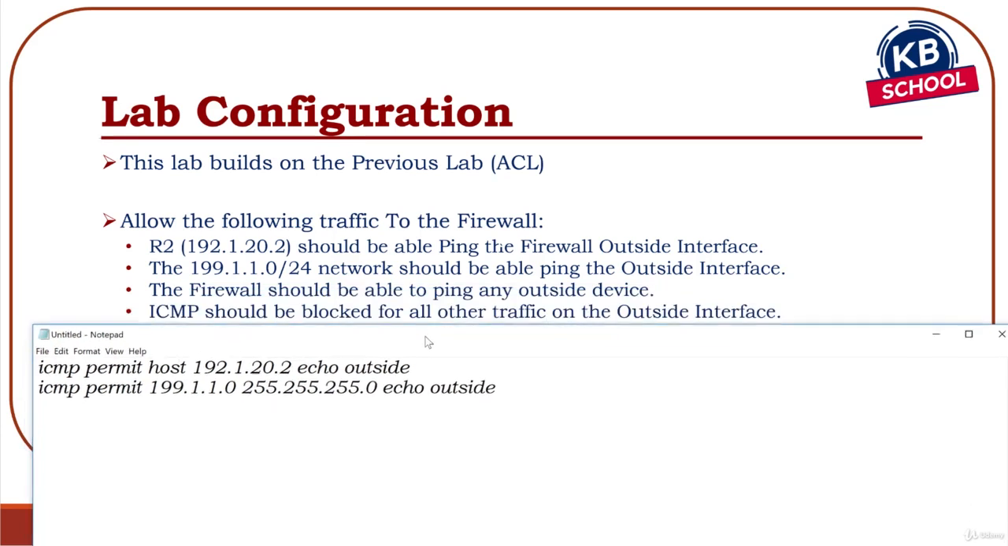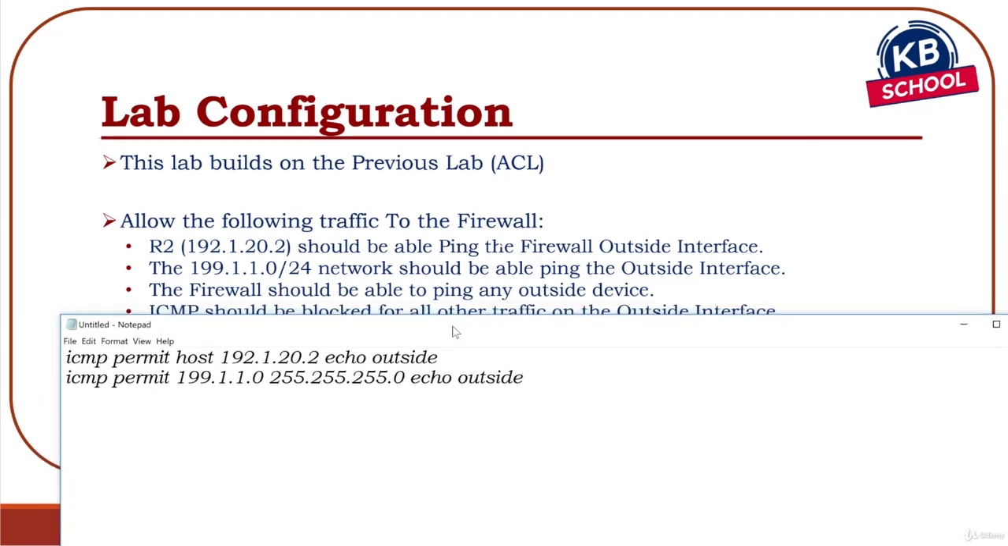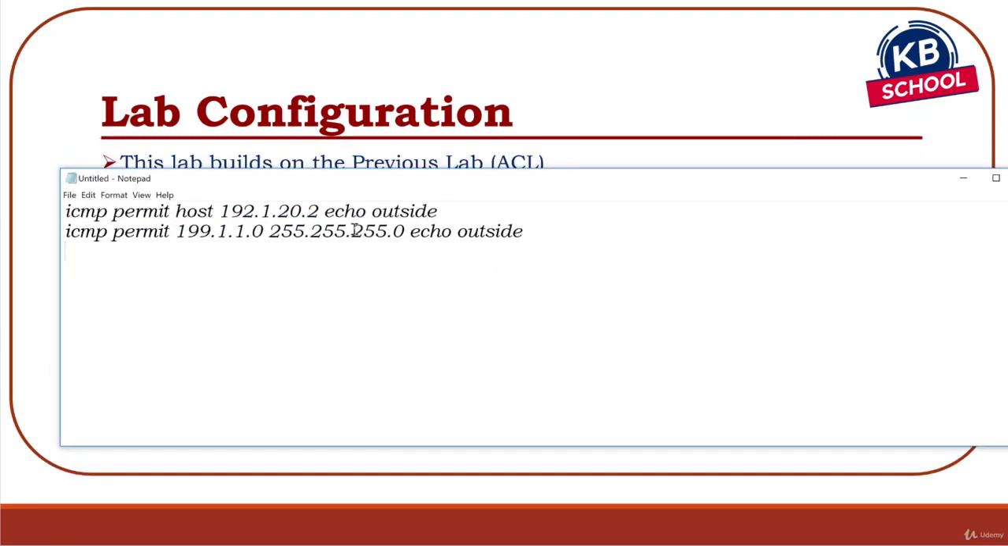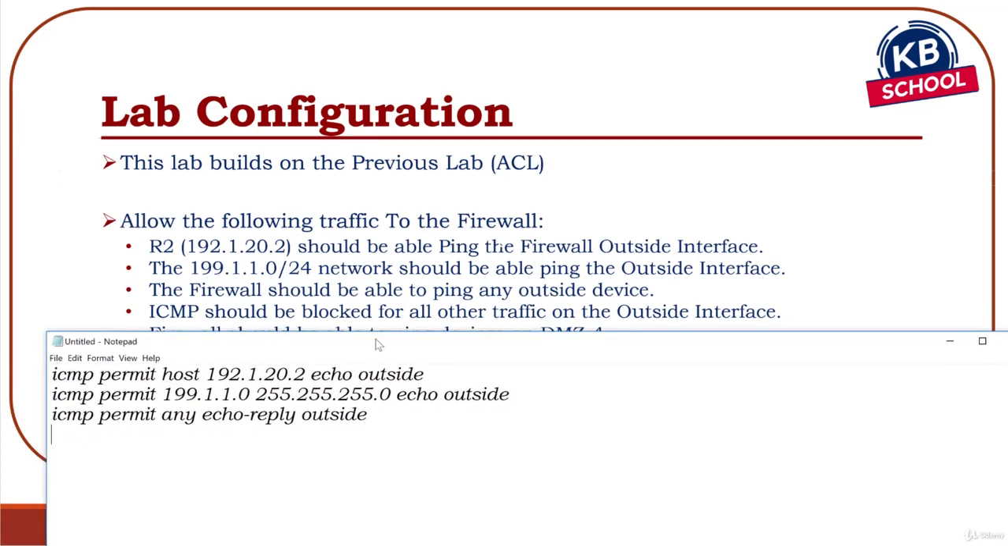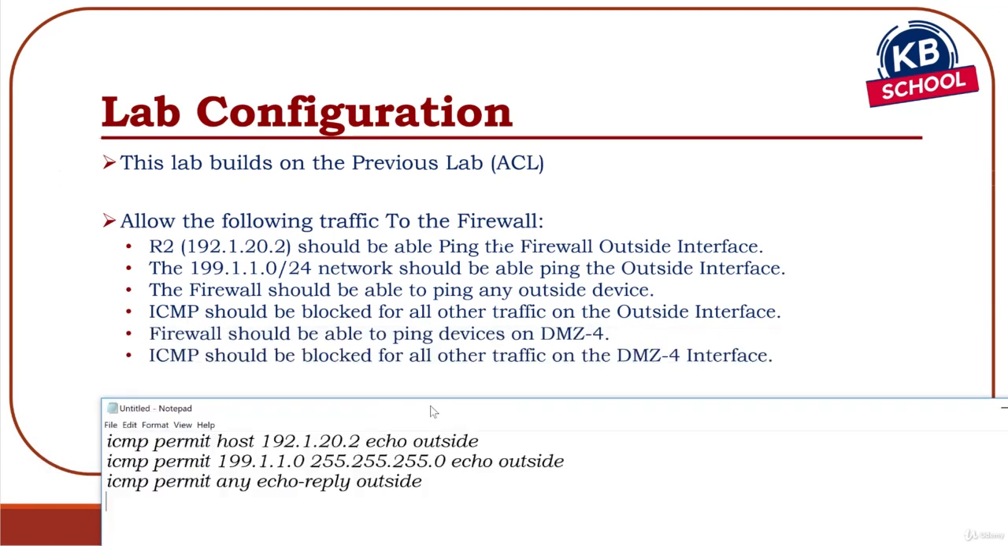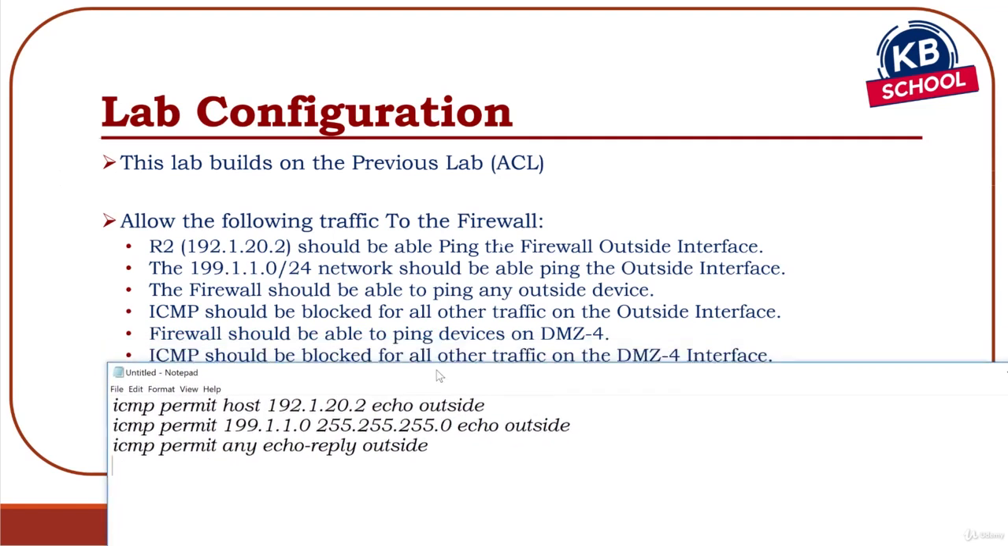The third one is firewall should be able to ping any outside interface. See, based on this, I would have an implicit deny any. So my echo replies will be blocked. So I'll say ICMP permit any source should be able to send me the echo reply on the outside. So this would allow my echo reply to come back. The ICMP should be blocked for all other traffic on the outside interface. So that I've taken care of. The first four bullets are done.